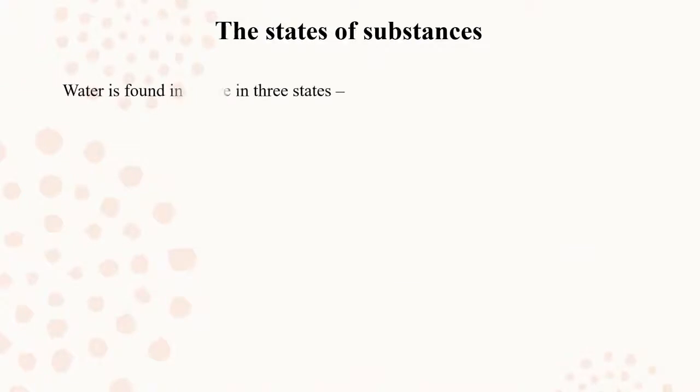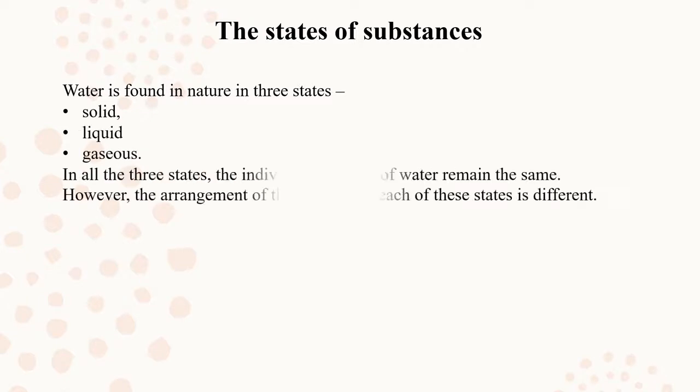So the states of substances, a very simple example we'll be talking about is water. Water is found in nature in 3 states: solid, liquid and gaseous. In all the 3 states, the individual particles of water remain the same. पार्टिकल्स उसके सेम रहते हैं. हाउएवर, उसके अंदर के जो पार्टिकल्स का अरेंजमेंट है ना, वो अलग होता है हर तीनों स्टेट्स के अंदर.